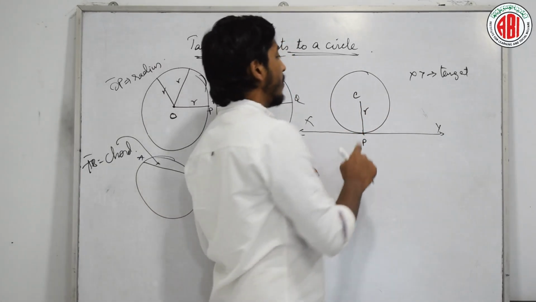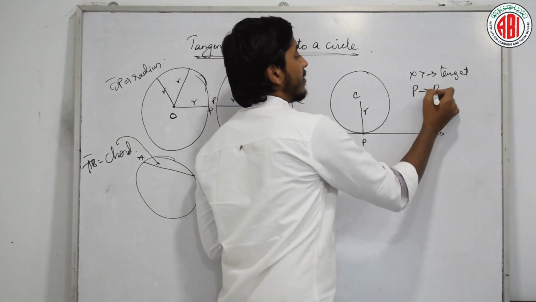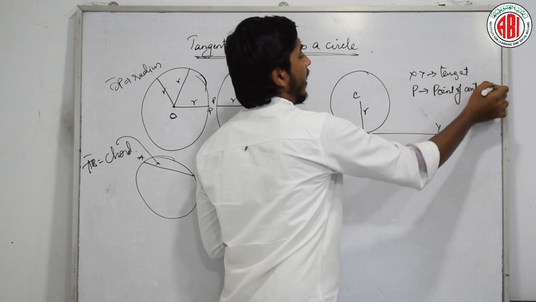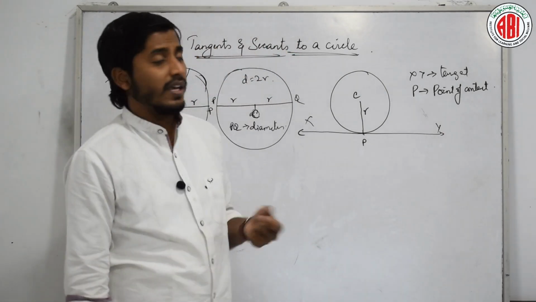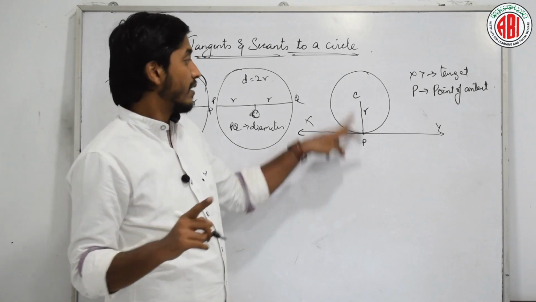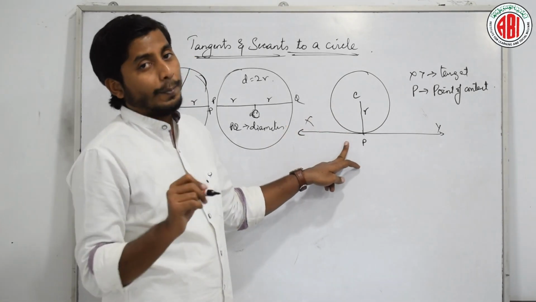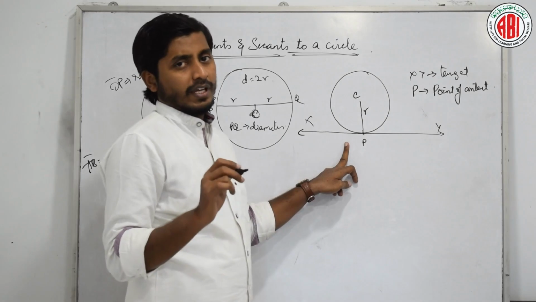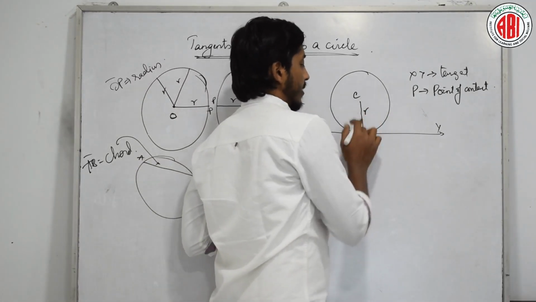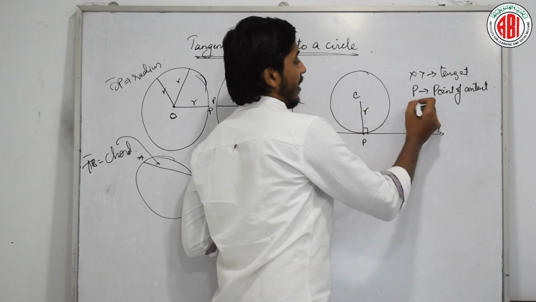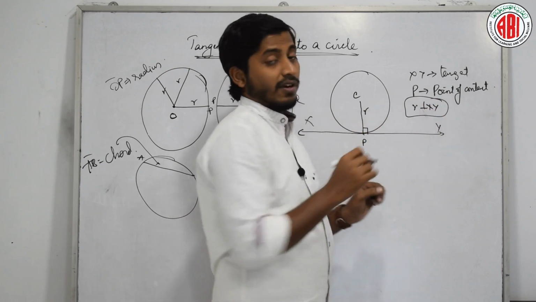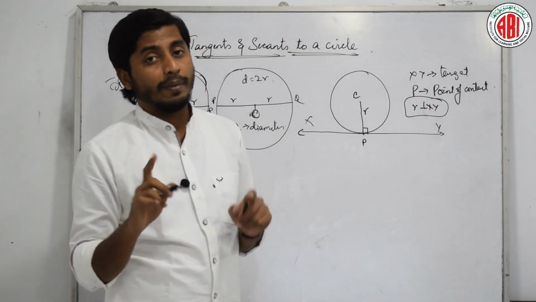What is P? We'll call it the point of contact. Is it clear? P is the point of contact, which is defined as the only point at which the circle and the tangent meet. Did you understand? And one more condition you have to remember here: the radius is always perpendicular to this tangent xy. This is one of the most important things you have to remember.